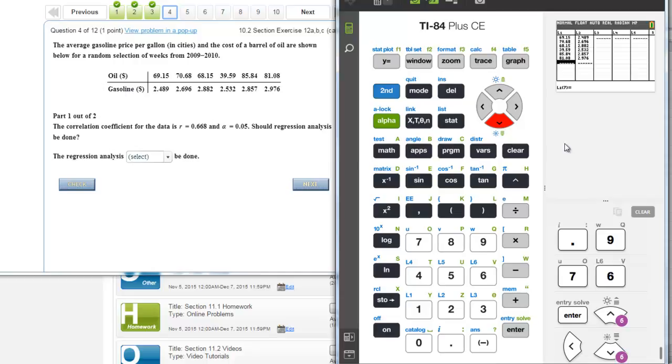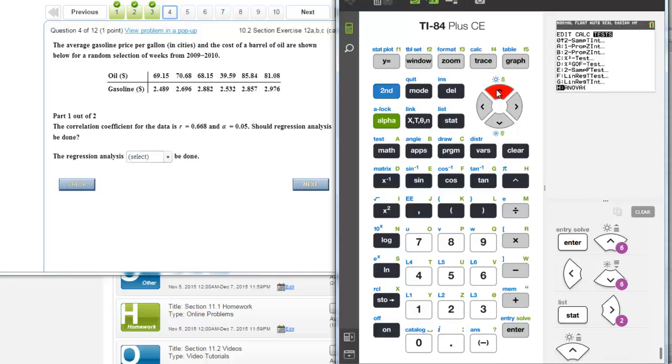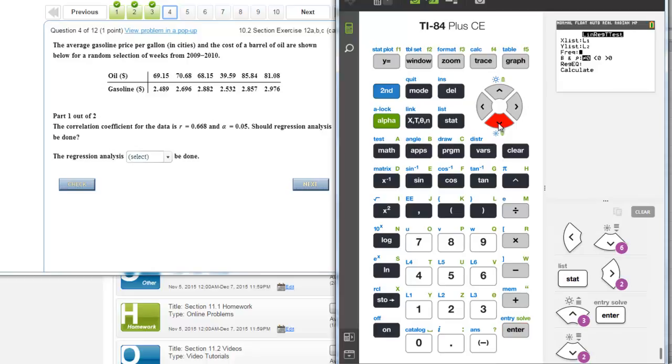So in order to use the calculator to find these values, we'll push stat, and then we'll go over to tests, and then we'll go to linear regression t-test, which is F, and then enter the correct values here. We decided that our X list would be list 1, the price for a barrel of oil, and the Y list would be list 2, the price per gallon of gasoline. We'll test whether the population correlation coefficient is equal to or not equal to 0, and then we'll go down and hit calculate.